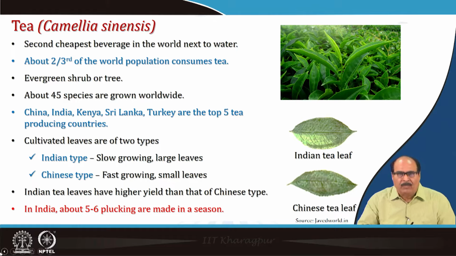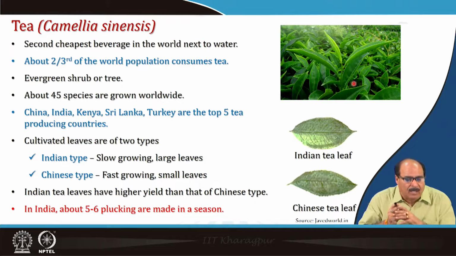Let us see one by one, like tea, which is Camellia sinensis. This is the second cheapest beverage in the world next to water. About 2/3 of the world population consumes tea. As you can see here in the figure, the trees are evergreen shrubs or trees. There are about 45 species of tea grown in the world, in which Camellia sinensis is the best one. China, India, Kenya, Sri Lanka, Turkey are the top 5 tea producing countries of the world.